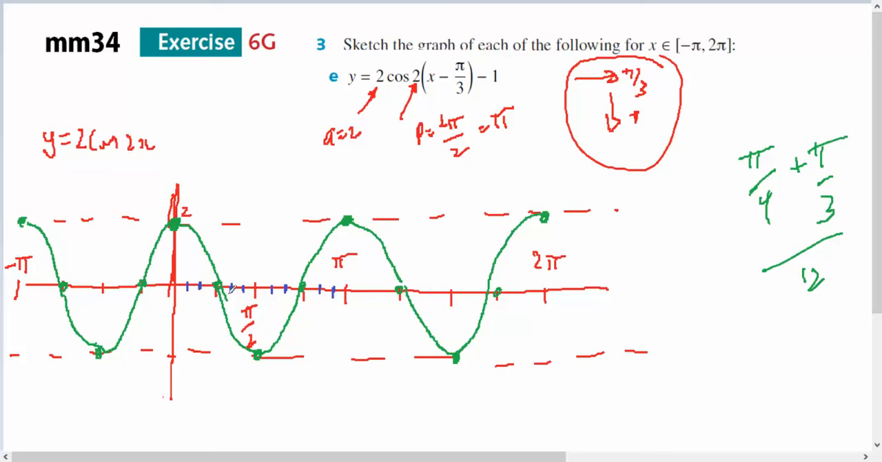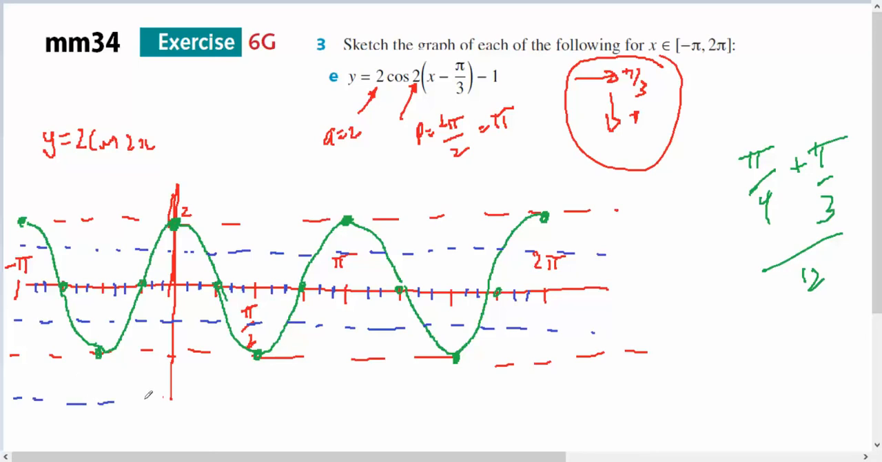1, 2, 3, 4, 5, 6, 7, 8, 9, 10, 11, 12. So there's 12ths. So I'll put all of these thirds in, which will give me pi on 12. And I'll put in a guiding mark for 1, a guiding mark for negative 1, and a guiding mark for negative 3.